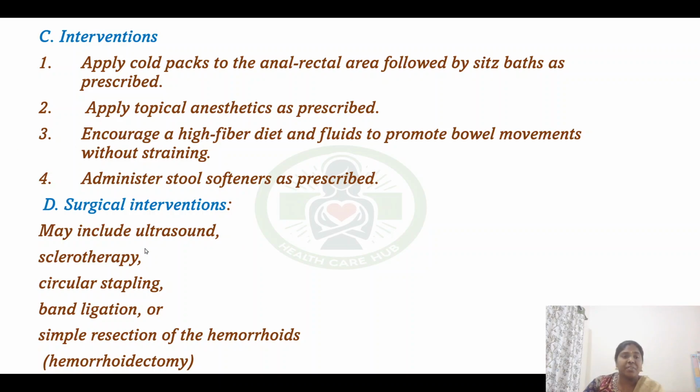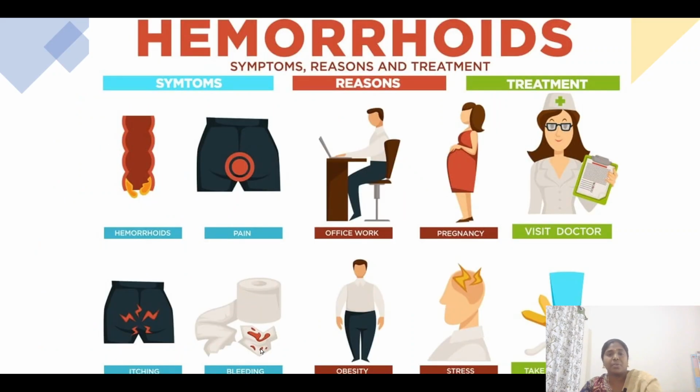Then surgical interventions, I will show the images of the surgical interventions. The surgical interventions are sclerotherapy, circular stapling, ligation and resection of the hemorrhoids. When you look at the hemorrhoids, this is the exact location.